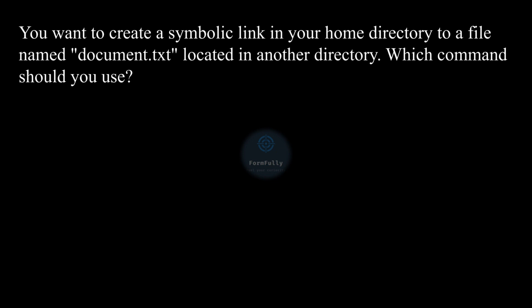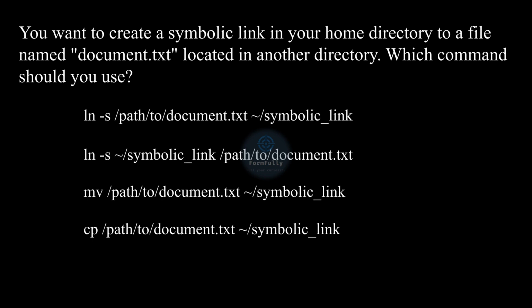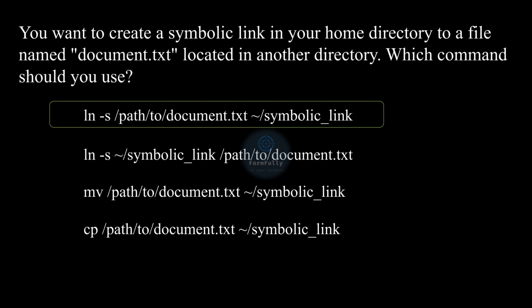Scenario question. You want to create a symbolic link in your home directory to a file named document.txt located in another directory. Which command should you use? Options are as follows. Among the given options, first is the correct option. Other options are incorrect, as option 2 tries to create a symbolic link with the destination as the source, which is not the correct order. Options 3 and 4 use mv and cp for moving or copying files, not creating symbolic links. So the correct option is first.